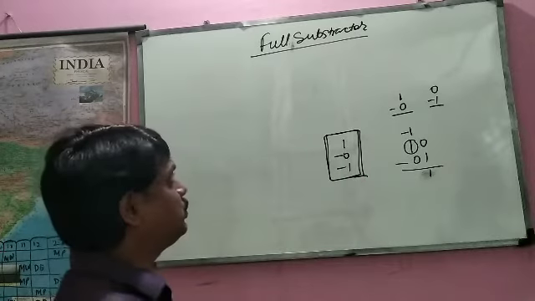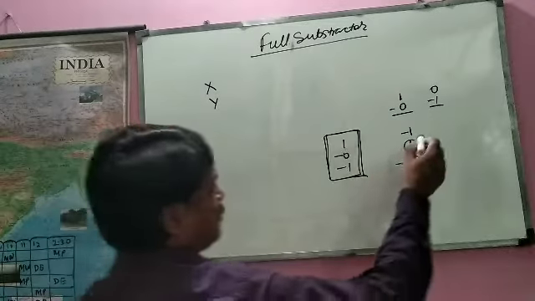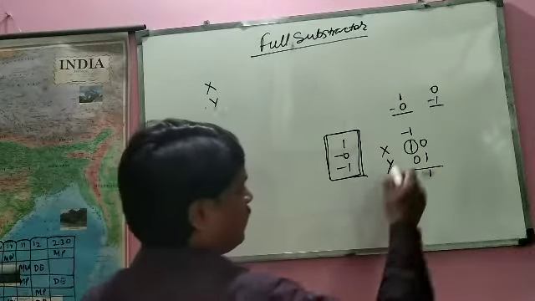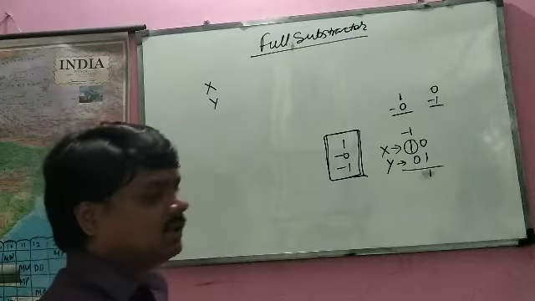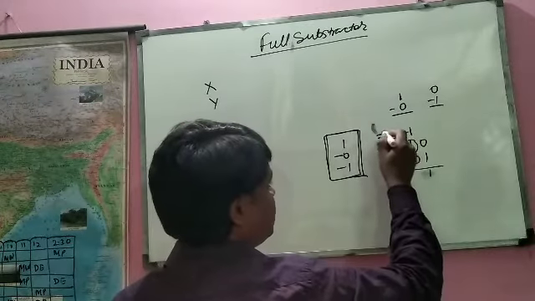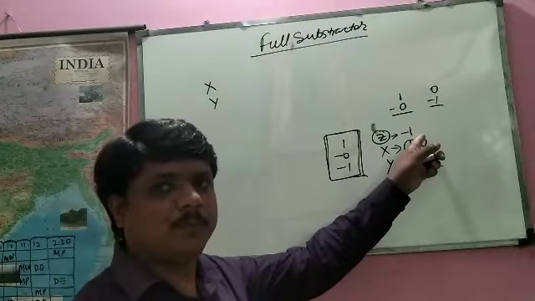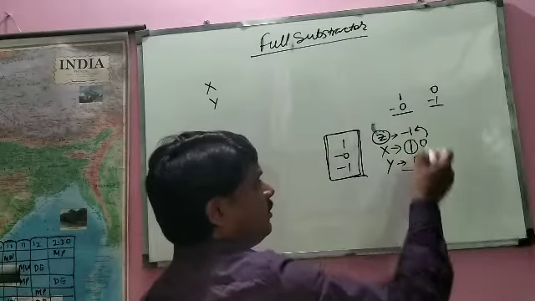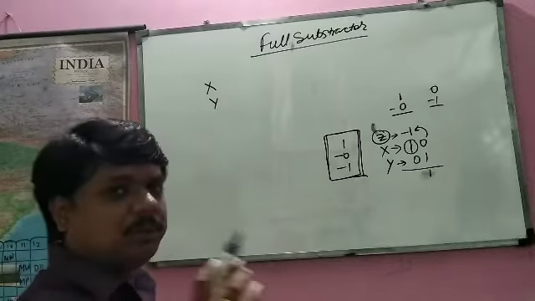So let x and y be the bits. Let us suppose this is x, and this is y. So x is the first number and y is the second number. And let us suppose z. What is z? Z is nothing but the third number, which is the borrow generated from the previous bit. So there will be 3 inputs.